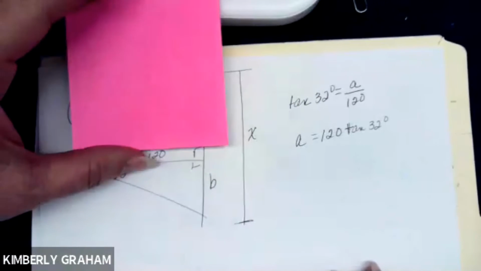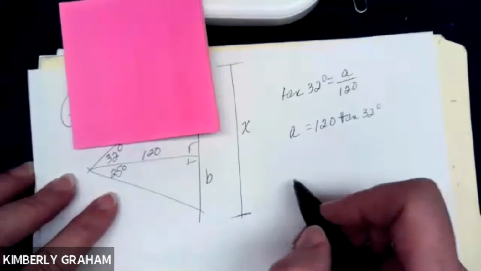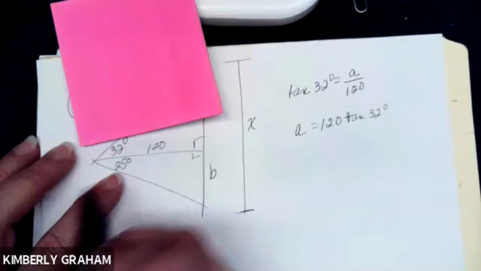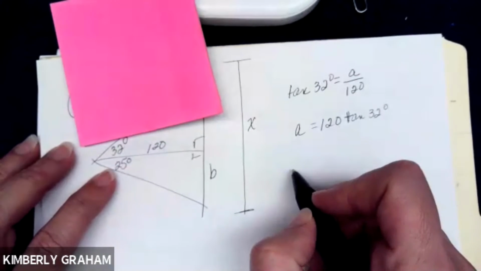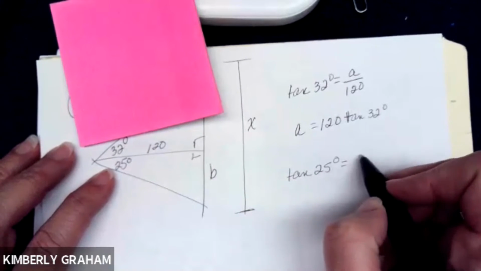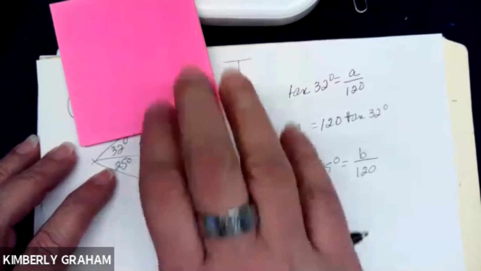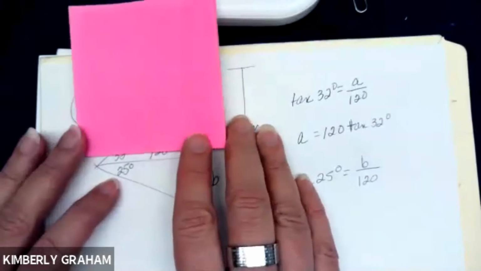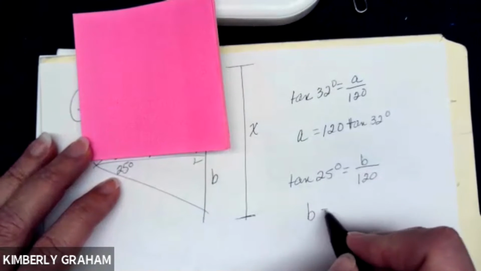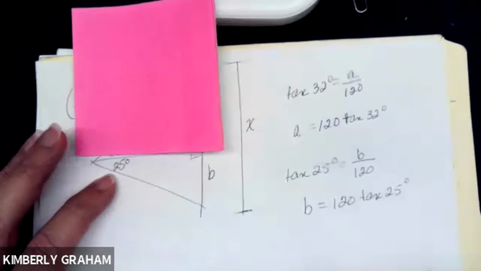I'm going to come down here and look at B. And for angle B, or side B is what I'm looking for. So angle B is 25 degrees. So the tangent of 25 degrees is B over 120, opposite over adjacent. That's 120. So side B is 120 times the tangent of 25 degrees.